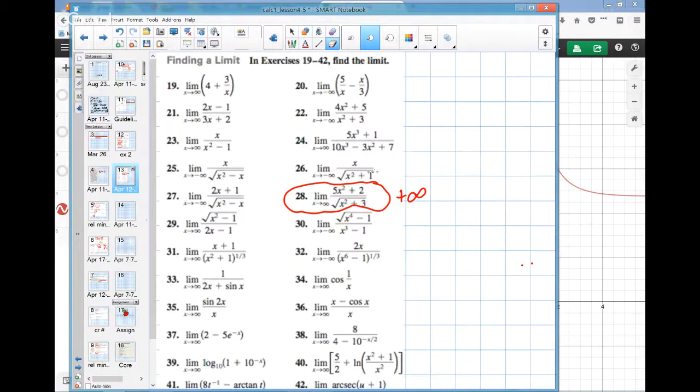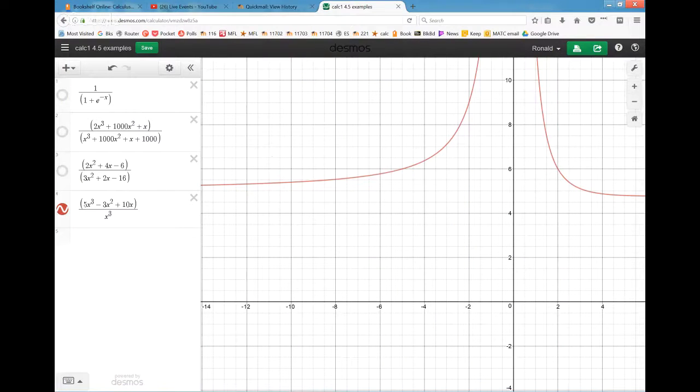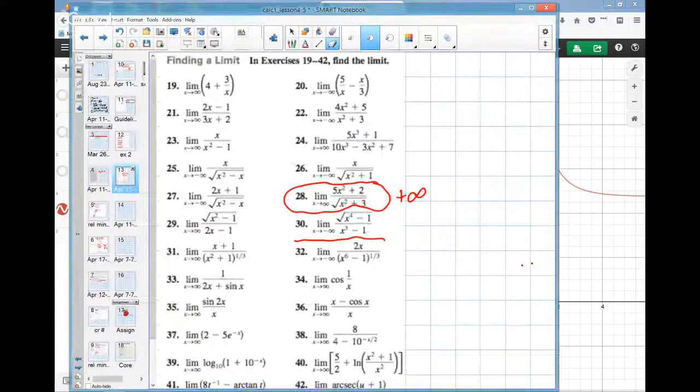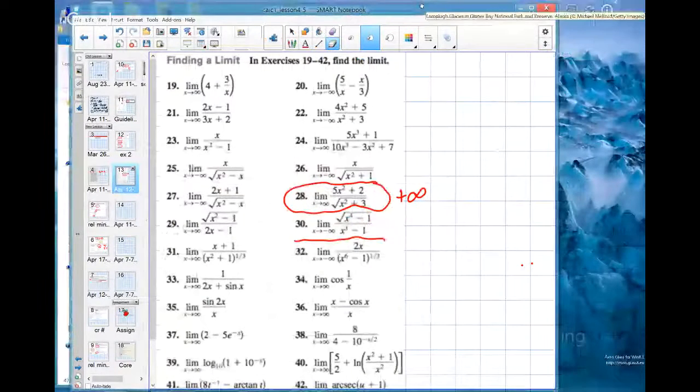How about number 30? On top, the high power is 2, right? Highest power on the bottom is 3, so the bottom wins. The bottom wins, and so it should be approaching 0.